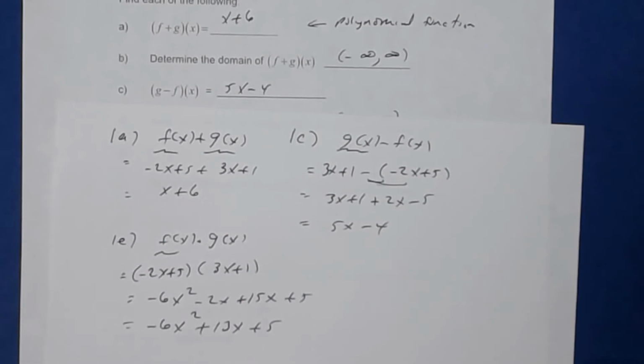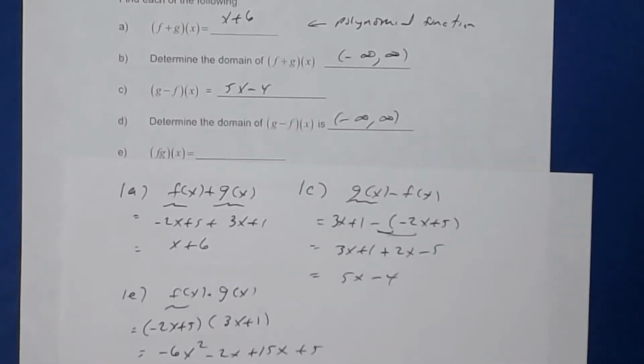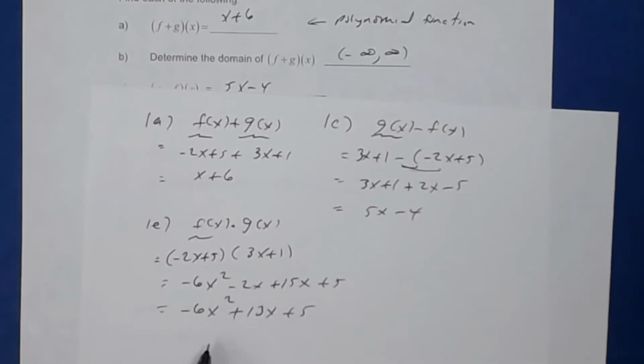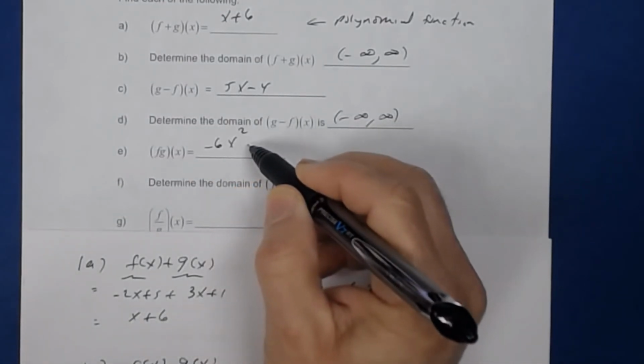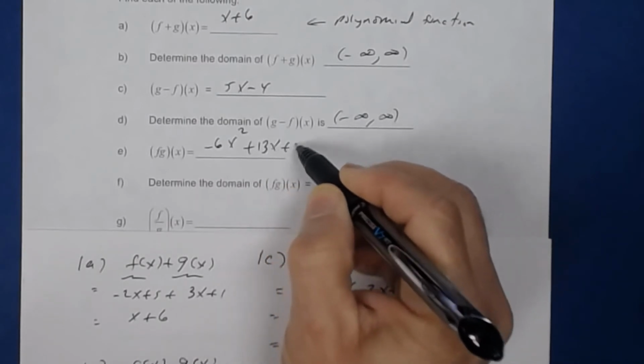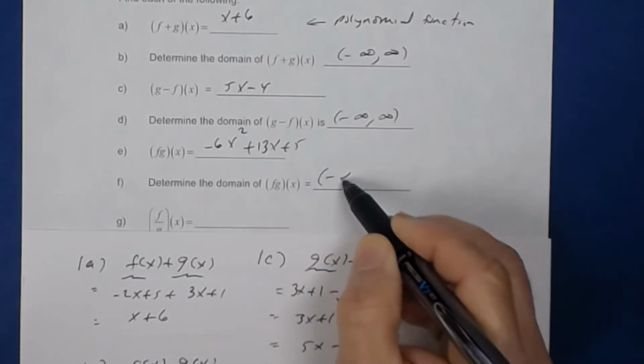Now, notice that this is quadratic, but it's still a polynomial function: negative 6x squared plus 13x plus 5. And the domain of a polynomial function is all real numbers.